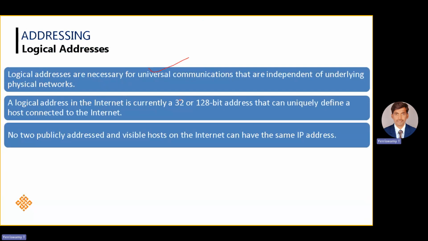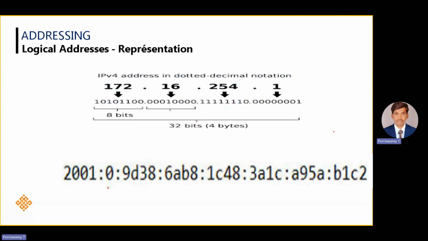We have 2 versions of IP addresses. One is IPv4, the other one is IPv6. IPv4 is 32 bits, and IPv6 is 128 bits. Please note down this point: no two publicly addressed and visible hosts on the internet can have the same IP address. What does it mean? Globally, no two systems will have the same IP address. 100% they should be unique.